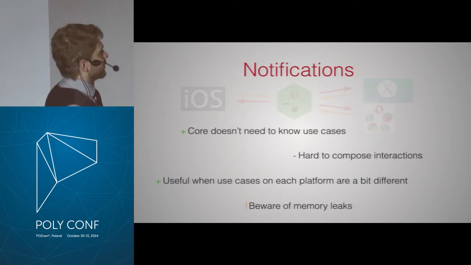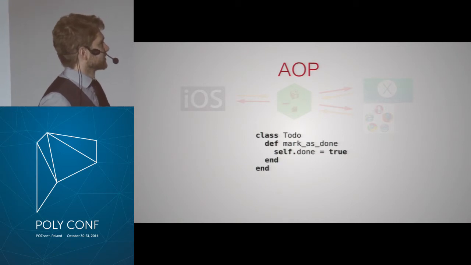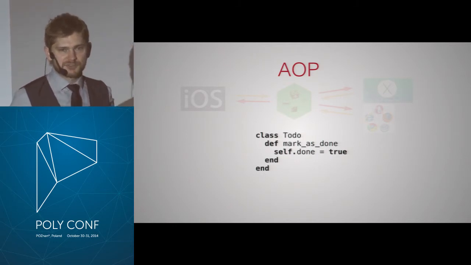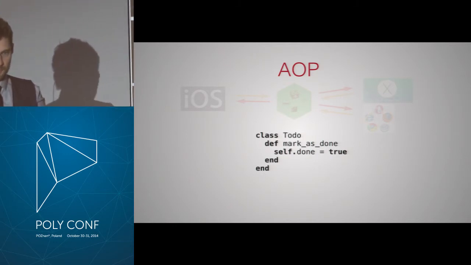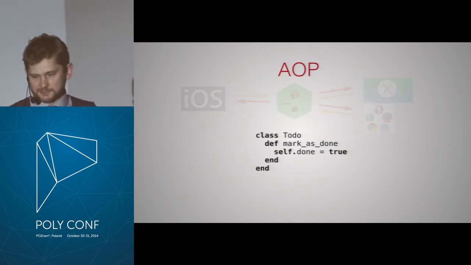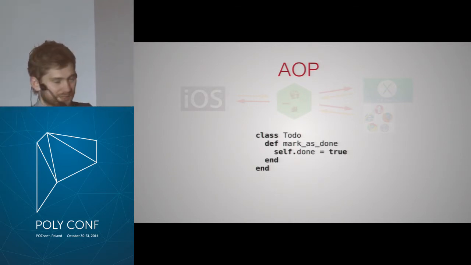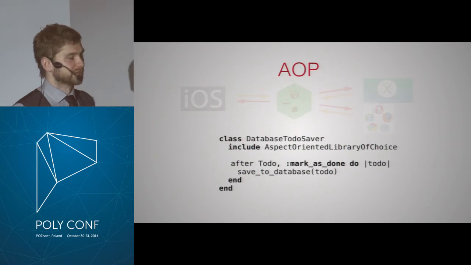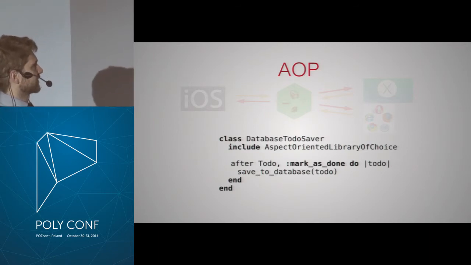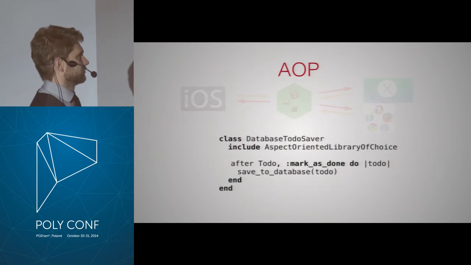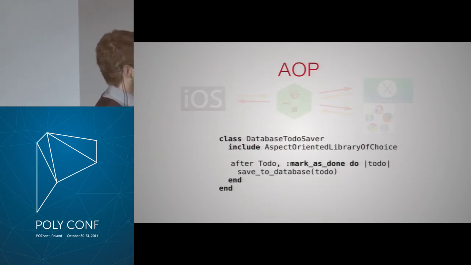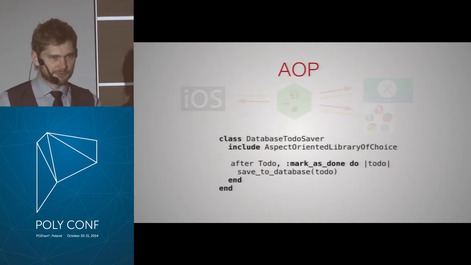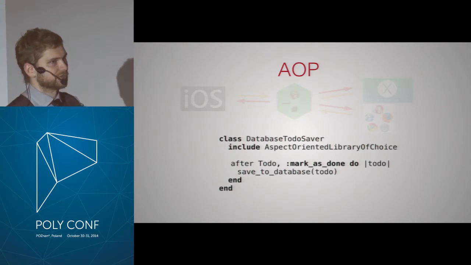And yeah, there are some drawbacks to that, and some pros, some cons. And the last part gives us the most freedom that we have: aspect-oriented programming. This is similar to notifications, but in this case, we don't need to change our cross-platform code. We use some kind of aspect-oriented library of choice, and then we add a callback from outside.